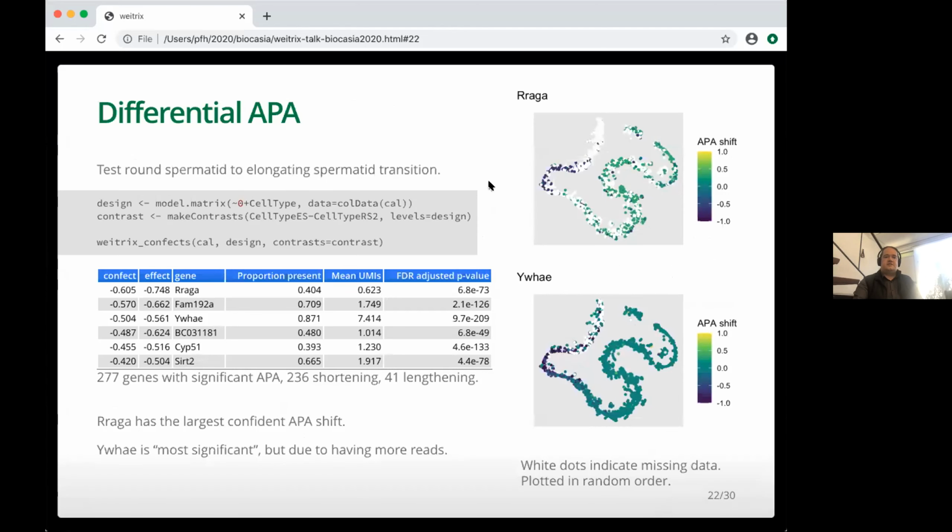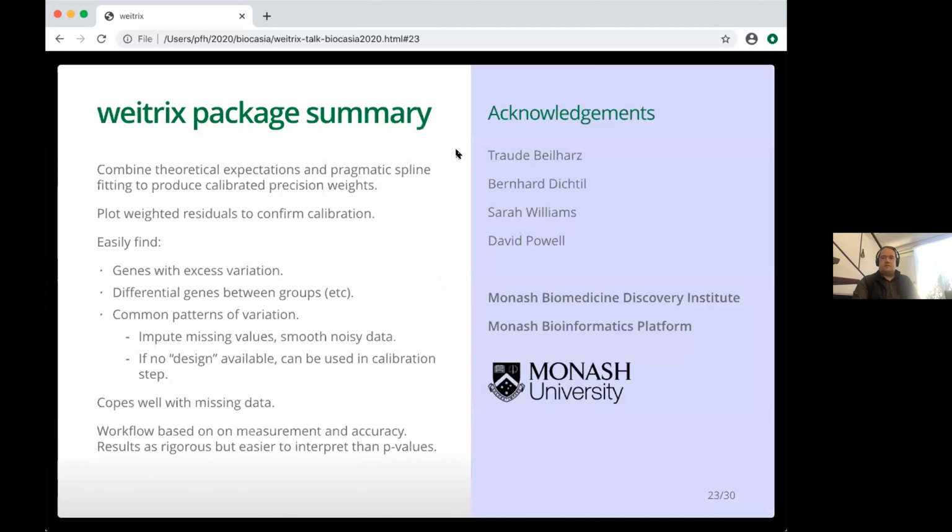So here, this is a differential test between two stages in this sperm development. And the thing I wanted to point out here is this is working even with a lot of missing data. The top gene by this method actually has a lot of missing data, but we're still confident it's a large effect size. Okay, so that's the package, hoping it's going to be fairly broadly useful.